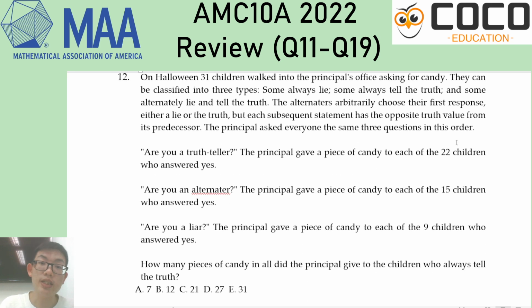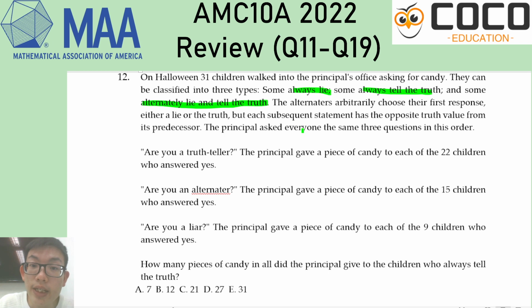Question 12. This is a long logic puzzle question. On Halloween, 31 children walked into the principal's office asking for candy. They can be classified into 3 types. Some always lie, some always tell the truth, and some alternately lie and tell the truth. So: always lie, always tell the truth, and alternately lie and tell the truth. The alternators arbitrarily choose the first response, so we don't know where they start from.